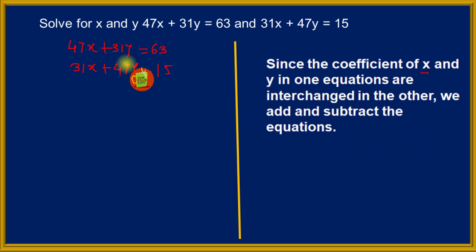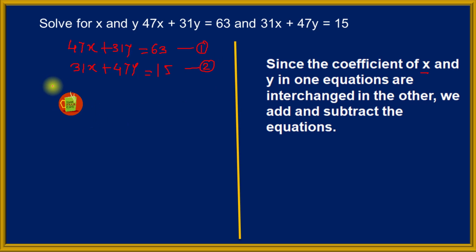So remember here, when the coefficients of x and coefficients of y are interchanged, then we first add the equations and then we subtract the equations to get another two equations, and we solve those two equations. So here first we will add these two equations. So let this be number 1 and this be number 2.